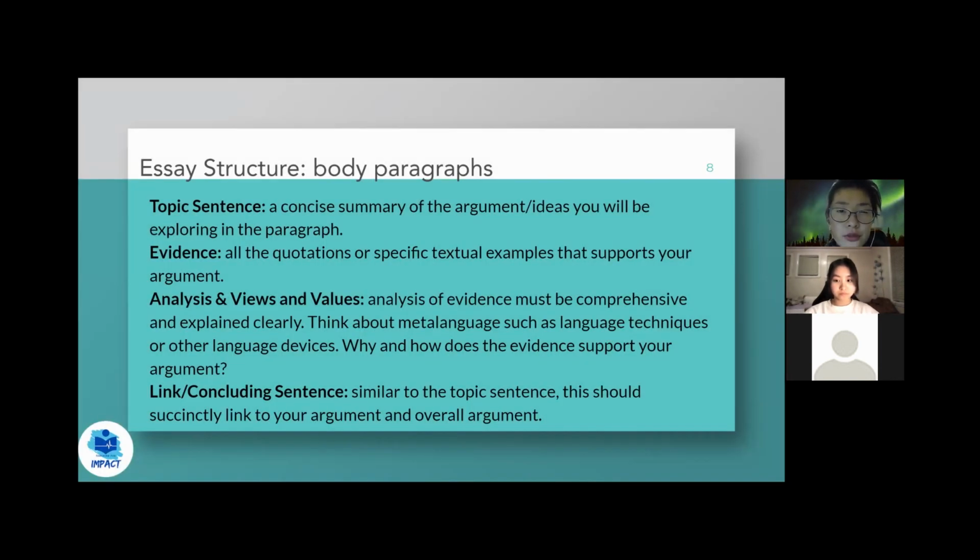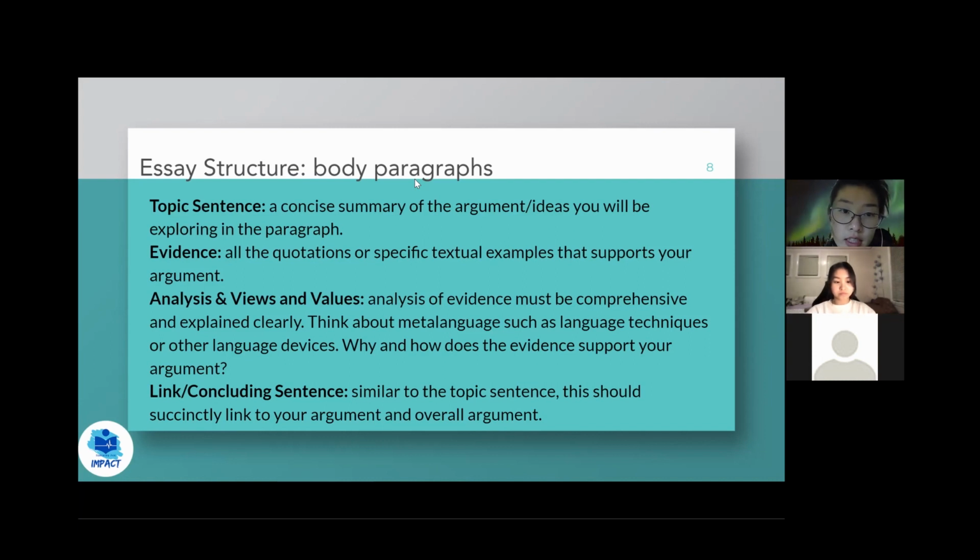So the structure of each body paragraph, we might talk a little bit more specifically about that. We've got a topic sentence, and that's probably the most important part of your paragraphs, starting it right and making sure that it's very clearly defining your argument, because then all the rest of the paragraph is just flowing on from that.